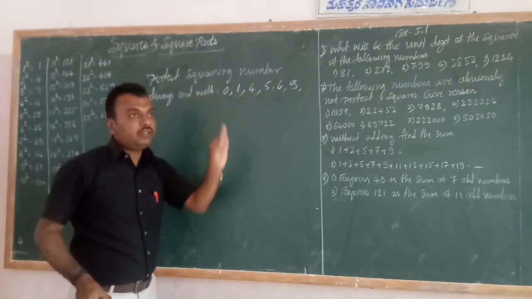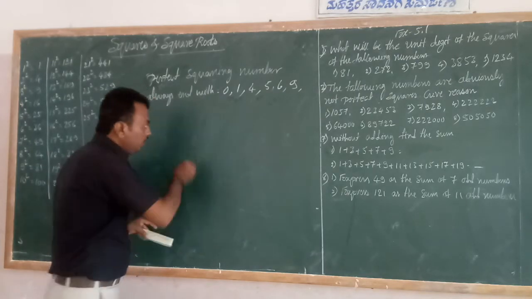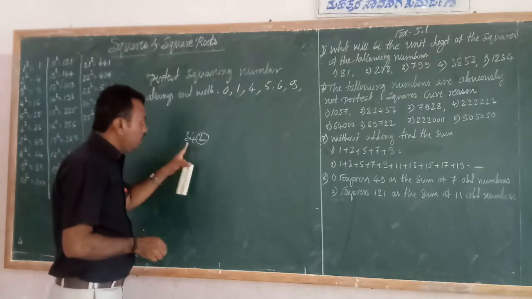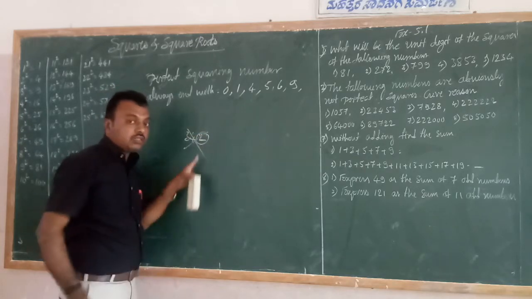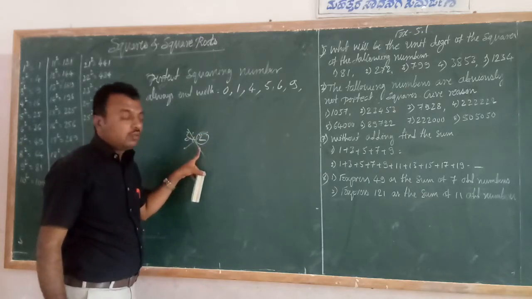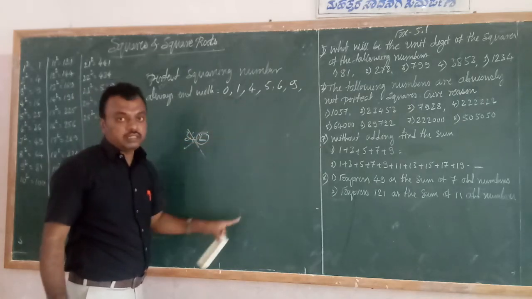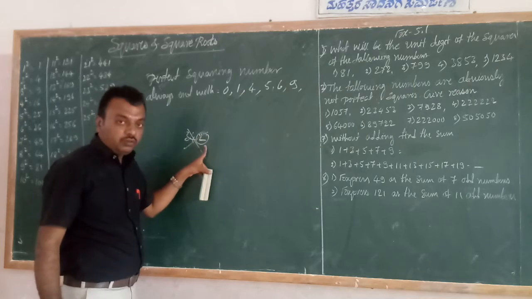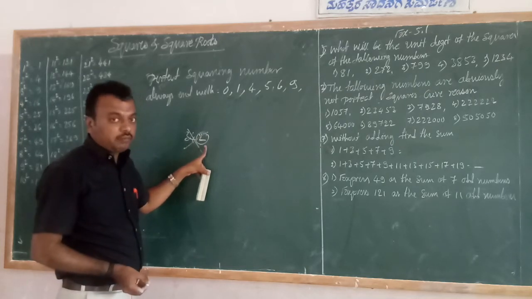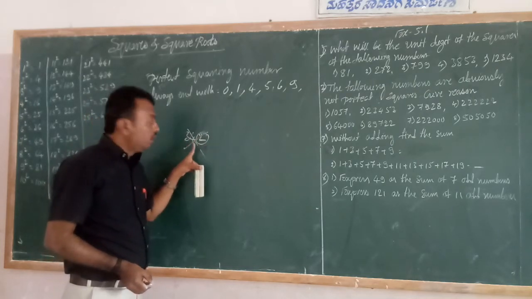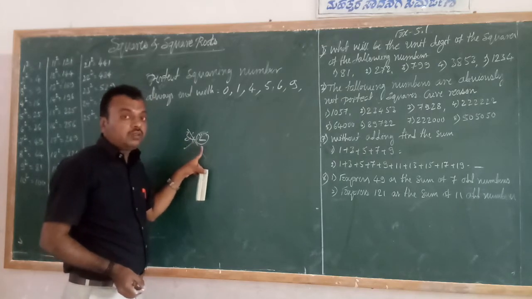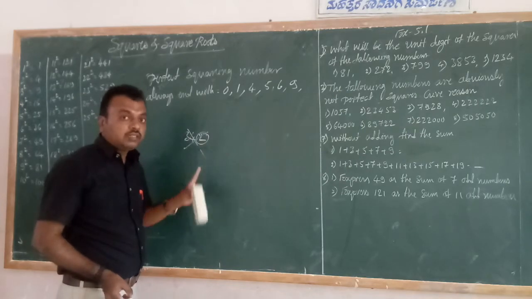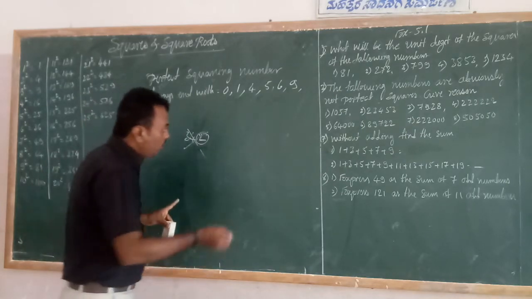If a number ends with 2, for example 342, it is not a perfect squaring number because it ends with 2, and 2 is not in this group. That's why 342 is not a perfect squaring number. Only numbers ending with 0, 1, 4, 5, 6, 9 can be perfect squaring numbers. One more example.